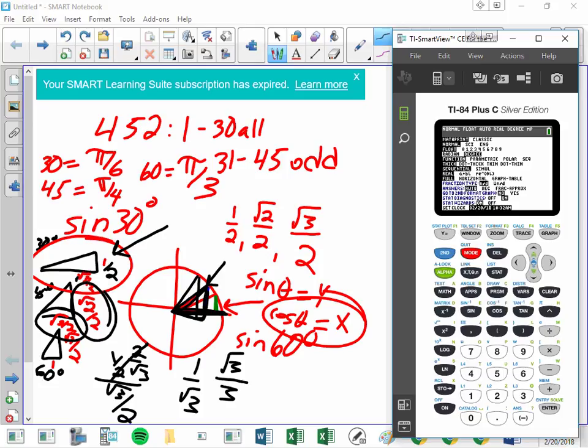Okay, let me put a unit circle up on the board and then I'll go print you guys one. Good luck.